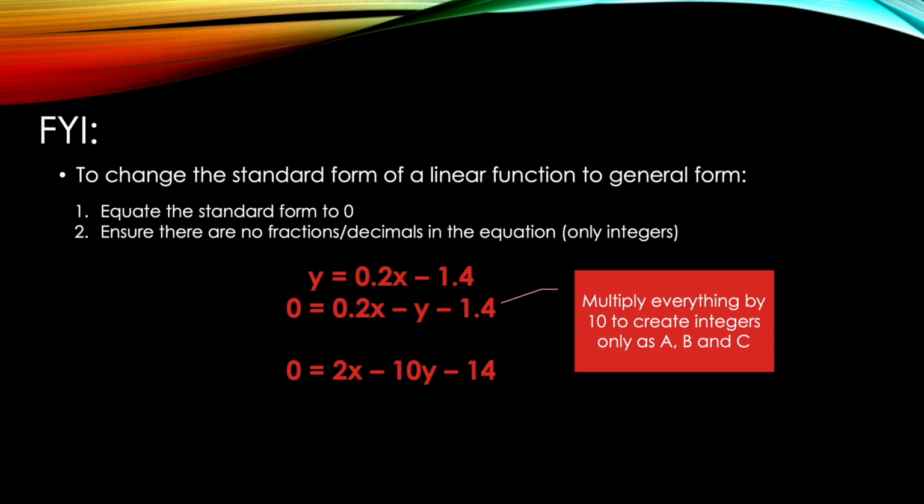So in my example, I have y is equal to 0.2x minus 1.4. I'm going to bring my y over to this side over here by subtracting y on both sides. And then my last step is to remove the decimals. I'm actually going to multiply it by 10 because I noticed that if I do multiply it by 10, both of these become whole numbers. And so if I multiply everything by 10, finally I get 0 is equal to 2x minus 10y minus 14, which is the general form of a linear function.